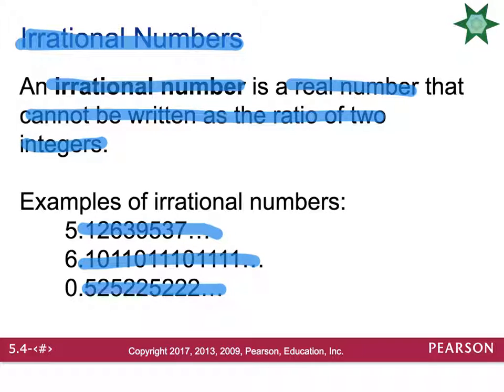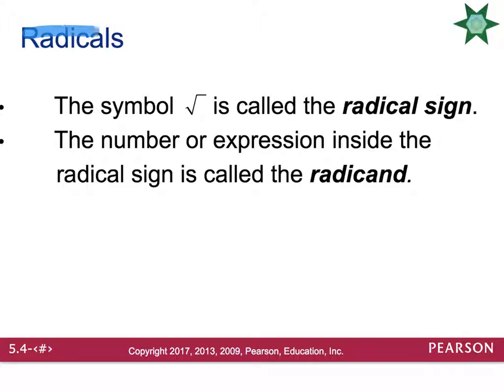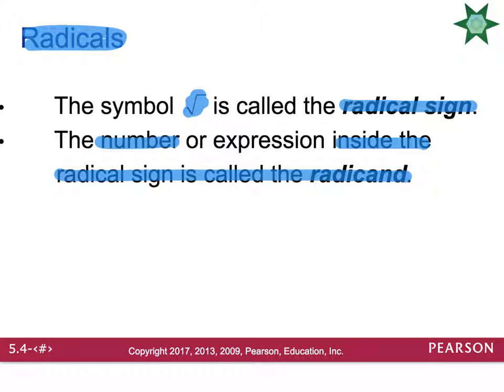Irrational numbers. Let's talk about radicals or roots. That root symbol is called the radical sign. The number inside the radical sign is called the radicand. If we take a square root, let's look at the square root of 4 to start with. The square root of 4 is 2. What we're doing with a square root is looking for a number that squares to get 4, a number we can multiply twice to get 4. So the radicand here is 4, and we're taking the square root of 4 to get 2.